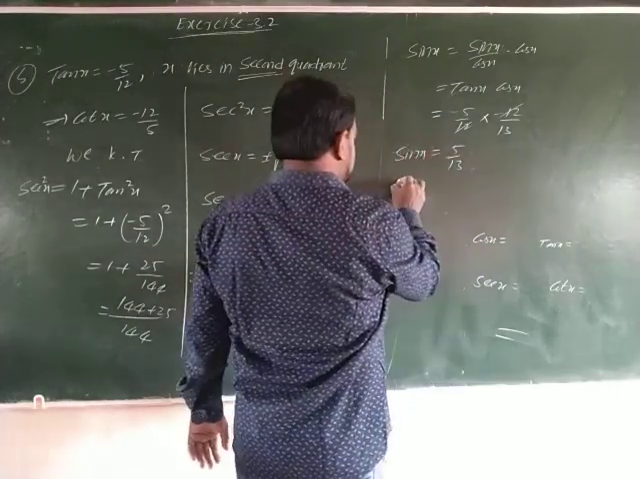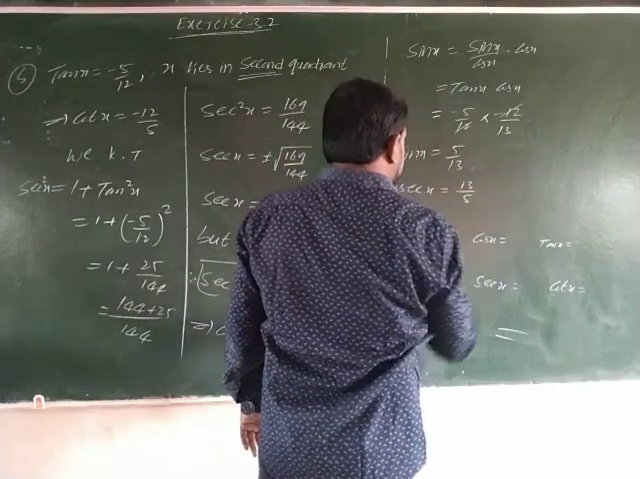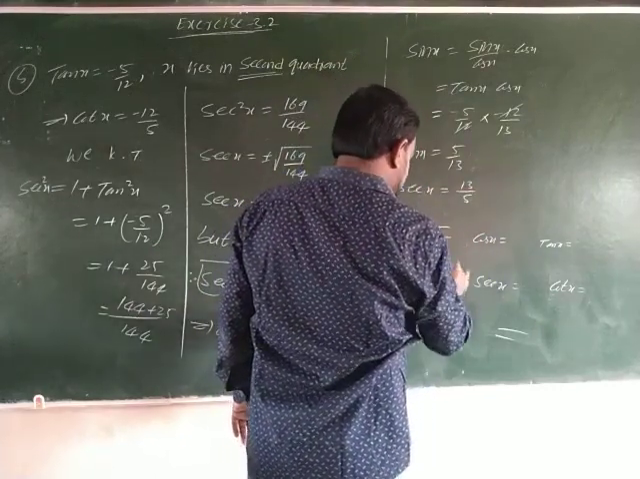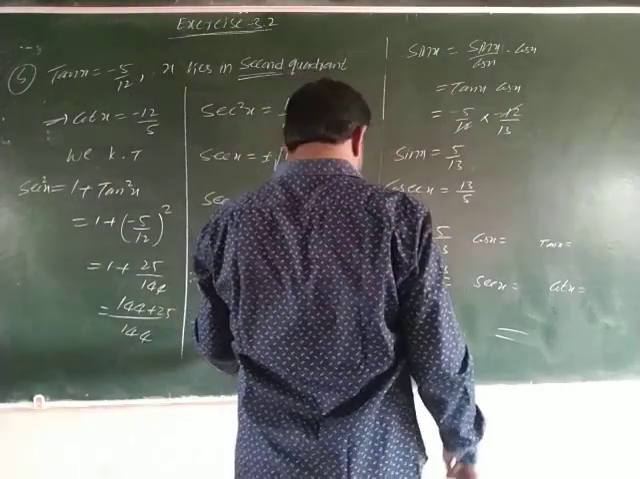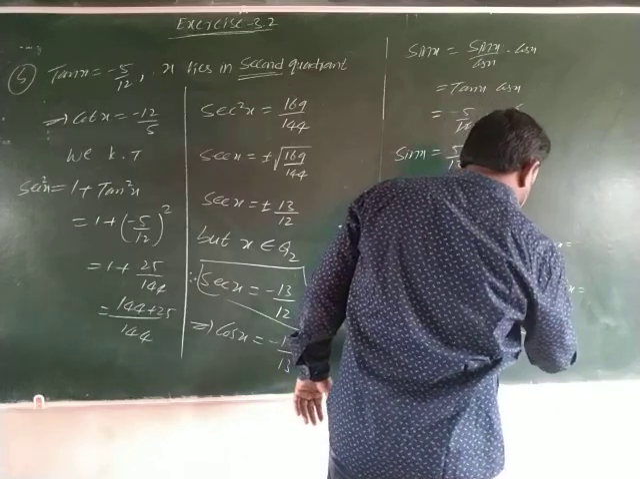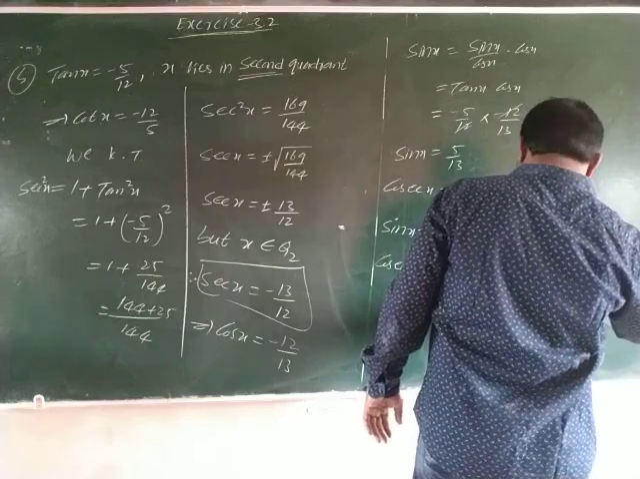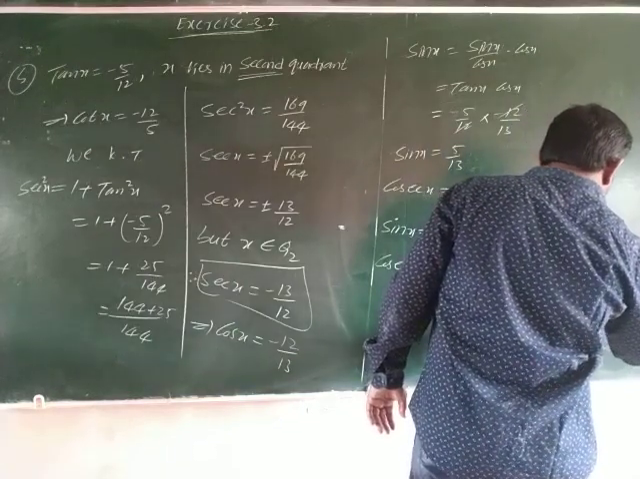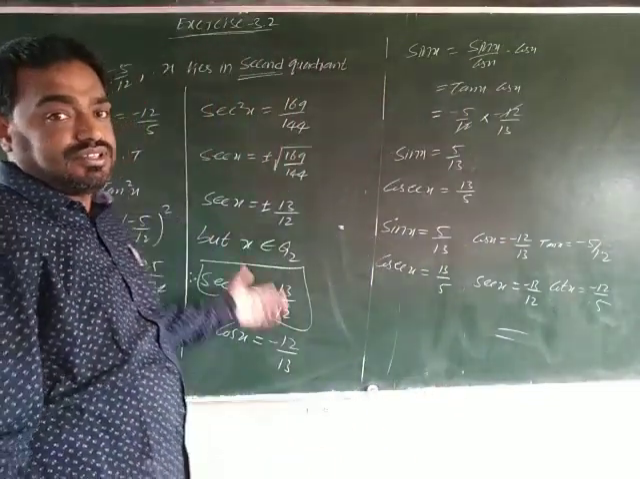From this, cosecant x is equals to 13 by 5. Now sin x is 5 by 13, cosecant x is 13 by 5. Next, cos x is minus 12 by 13, secant x is minus 13 by 12. Tan x is minus 5 by 12. Next, cot x is minus 12 by 5. This is the answer. Simple questions.